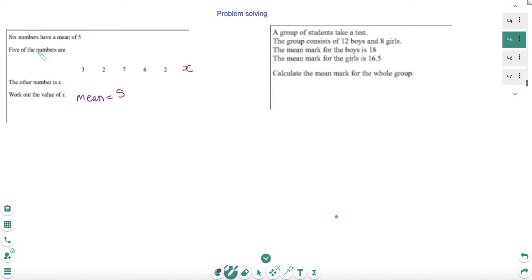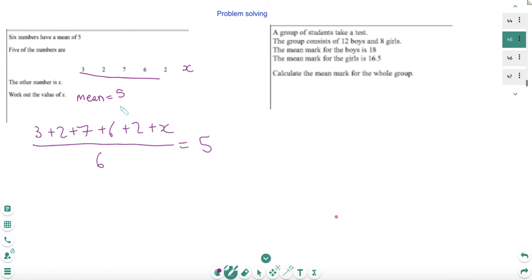All right? So when I do these questions, I think to myself, I'm given the mean. How do I find the mean of numbers? Well, I add up all the values, I divide them by the number of values, and that should give me my mean. So let's just do that. Let's add up all the values: 3 plus 2 plus 7 plus 6 plus 2 plus x. Divide it by the number of values, 1, 2, 3, 4, 5, 6. Divide by 6. And that gives me my mean. And I know what the mean is. The mean is 5.